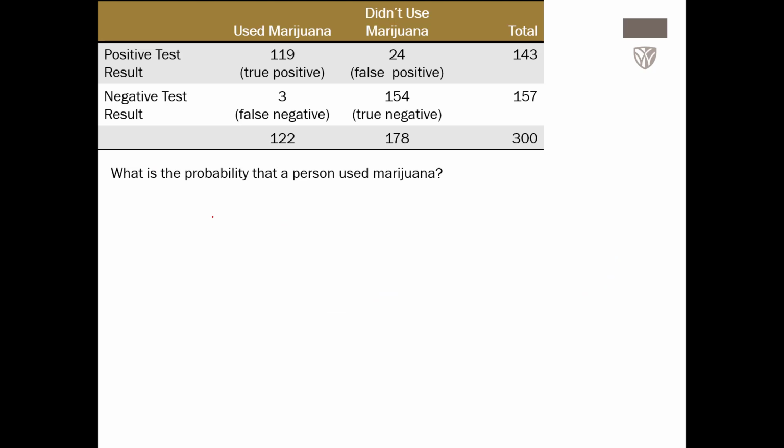So let's answer a few questions based on this table. First of all, what's the probability that a person used marijuana? Out of the entire table, out of the 300 people that were surveyed or tested, what's the probability that a person used marijuana? So here we're looking at that marginal total. Well, there were 122 individuals who used marijuana out of 300. So the probability that they used the drug would just be 122 divided by 300. And if we do that math, that comes out to be about 41%.